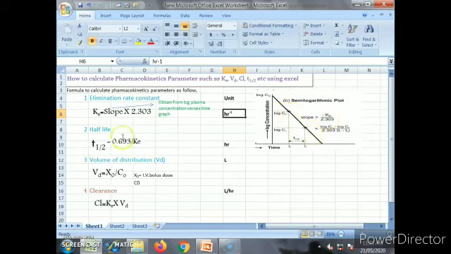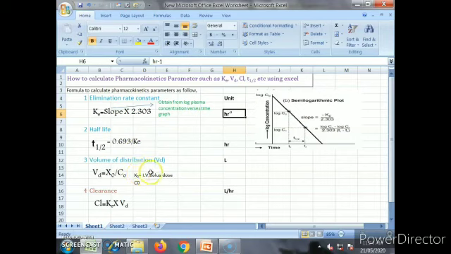Next parameter is the half life. Half life is calculated by T half is equal to 0.693 divided by Ke. Here, after determining the Ke, we can put this Ke value in this equation and we can calculate the T half.